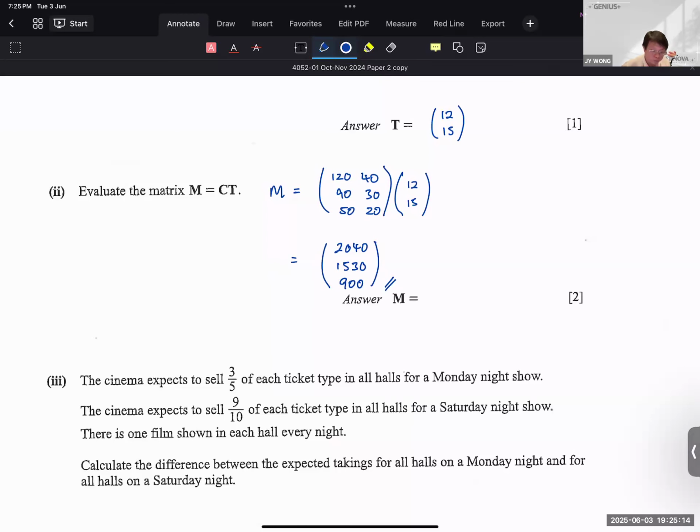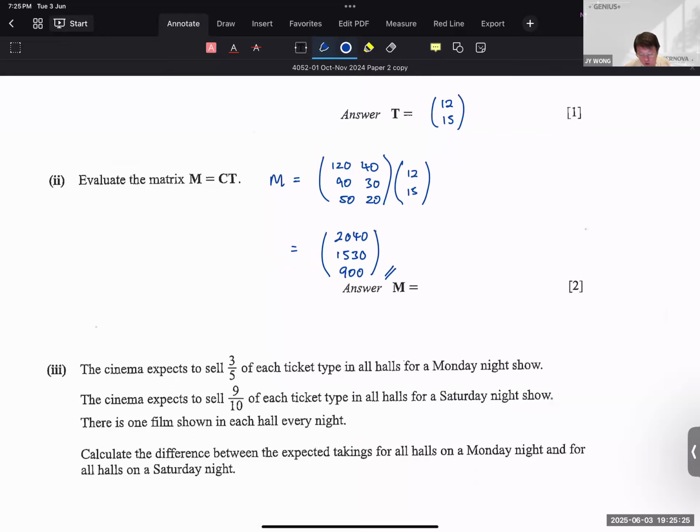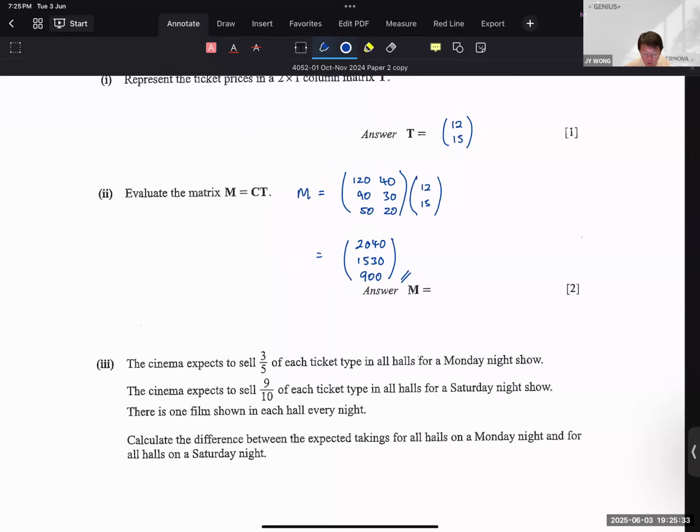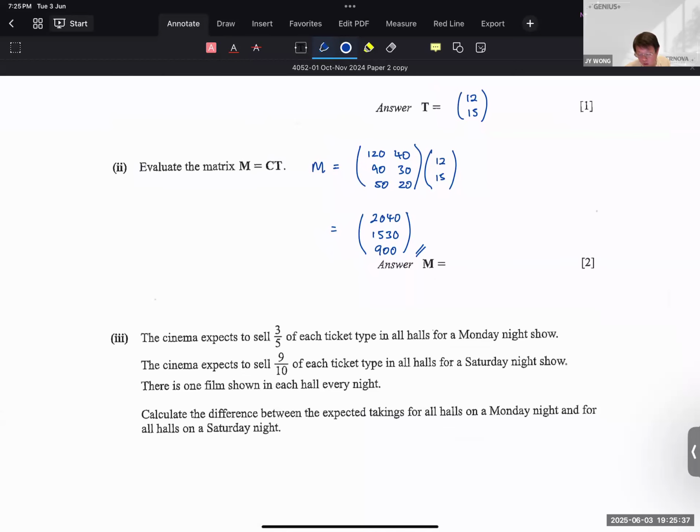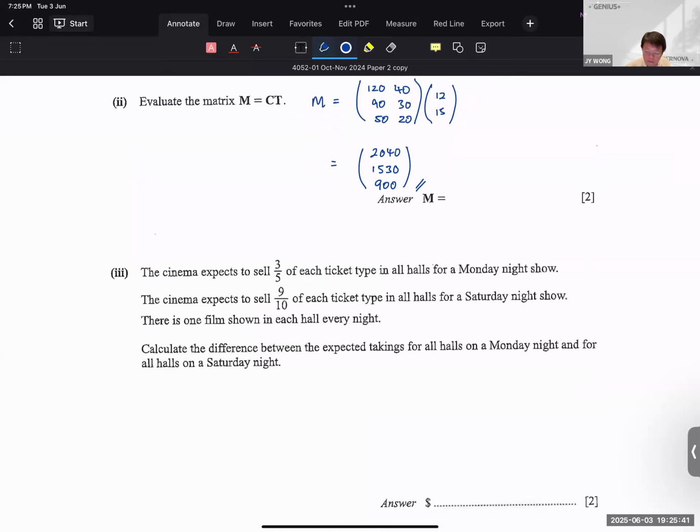Okay? Quite straightforward for 2 marks. 1 mark for the correct multiplication, 1 mark for the correct answer. That's it. The cinema expects to sell 3/5 of each ticket type in all halls for a Monday night show. The cinema expects to sell 9/10 of each ticket type in all halls for a Saturday night show. And there is 1 film shown in each hall every night. Calculate the difference between the expected takings for all halls on the Monday night and for all halls on the Saturday night.